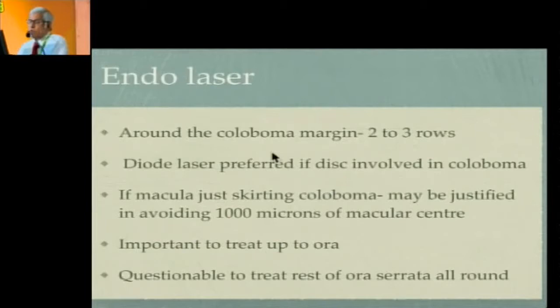Once you flatten the retina, you treat the coloboma margin with 2 to 3 rows. I prefer a diode laser because it doesn't have a risk of burning the nerve fiber layer accidentally, especially in those eyes where the disc is involved in the coloboma. And it's important to treat up to the ora serrata.